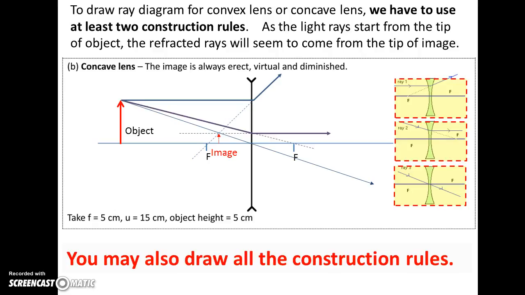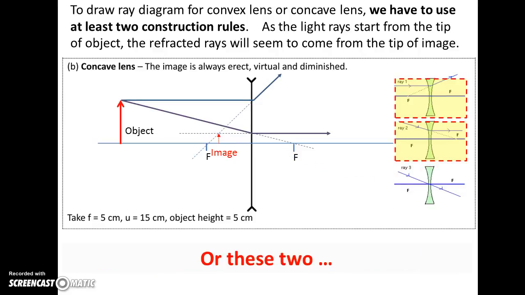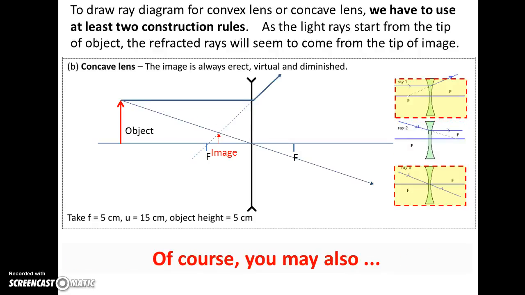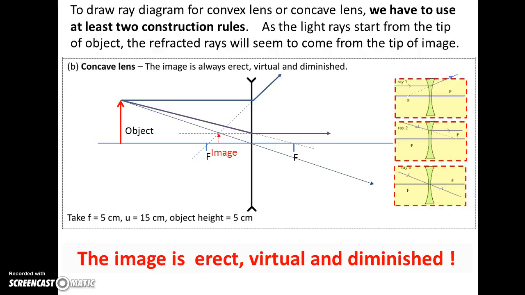You may also draw the third construction rule in this case. Not that easy, but you may do so. You may also draw these two or that two in order to locate the image. These ray diagrams are all correct. Finally, the nature of the image is erect, and all erect images must be virtual. And this image is diminished. That means smaller than the object.